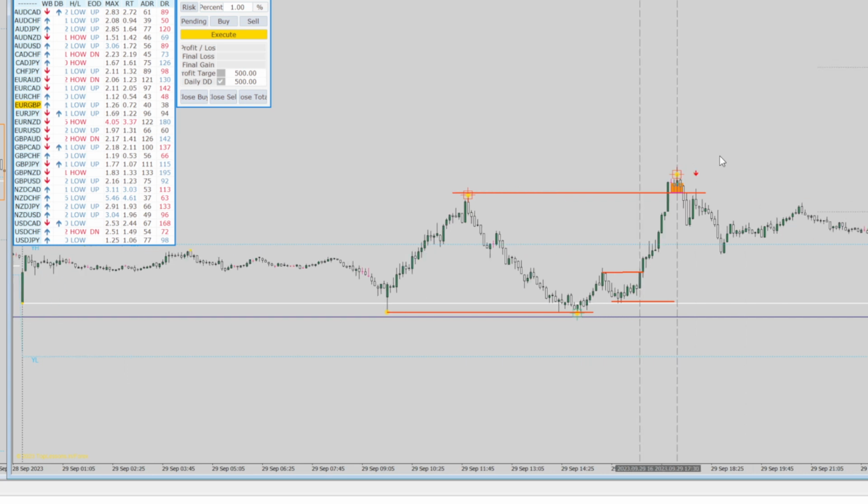A euro pound pair that I'd never pay attention to. I'd never pay attention to this thing. So I'm going to be paying attention. Okay, so yeah, the trade manager. So how does this thing work?